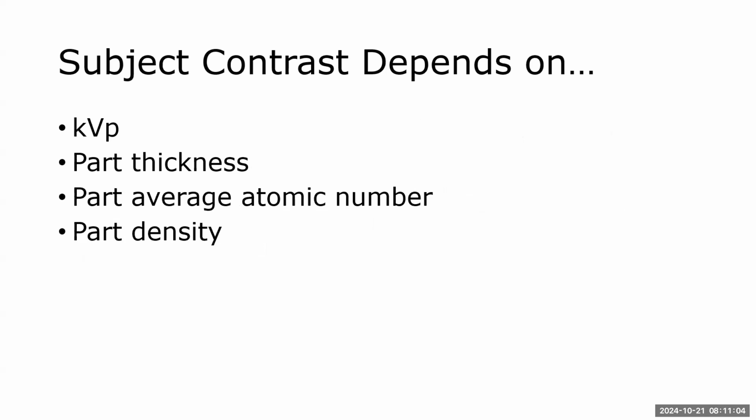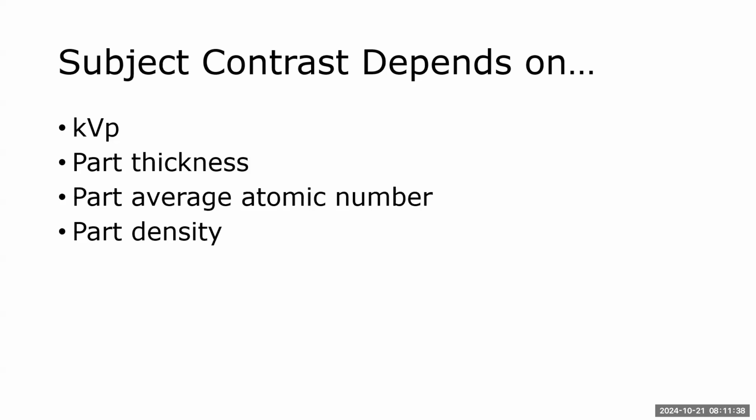So subject contrast depends on KVP. That's the controlling factor. That's the thing we can control, right? Can we control part thickness? No. Can we control average atomic number? No. Can we control part density? No. So the controlling factor of subject contrast is KVP. These other things do affect subject contrast, but those are patient related. That's not anything that we can change.